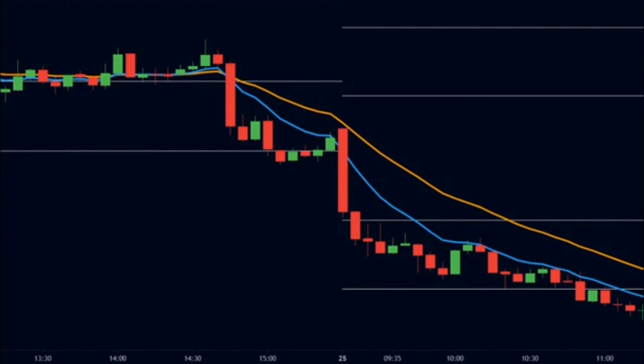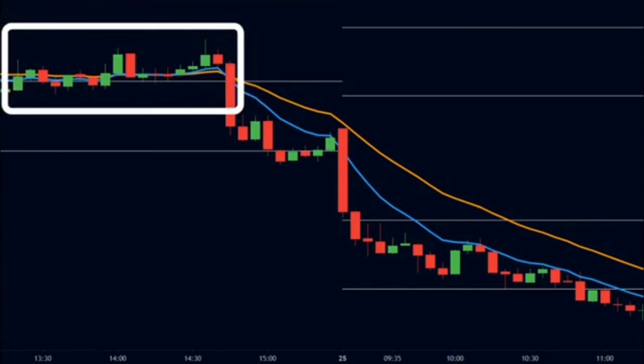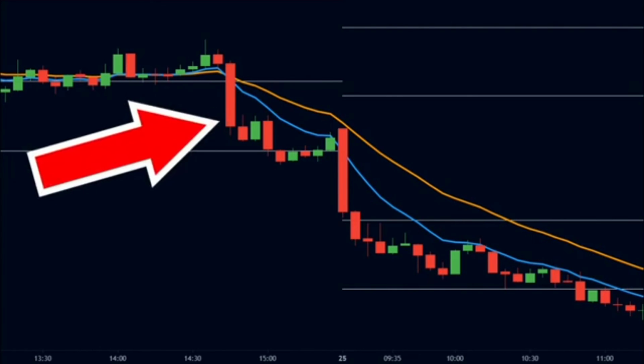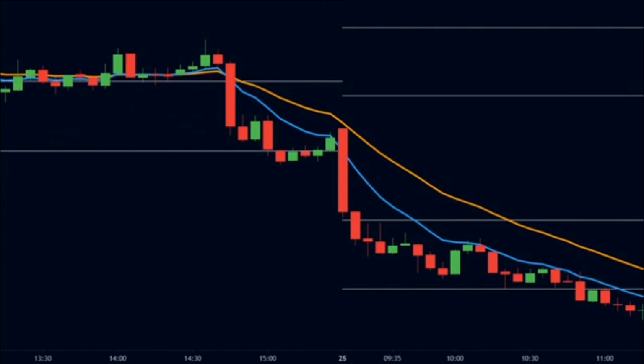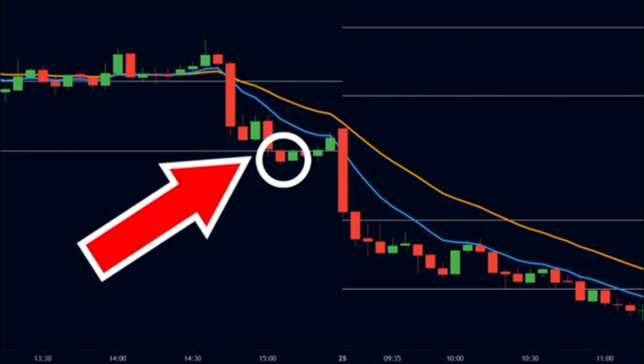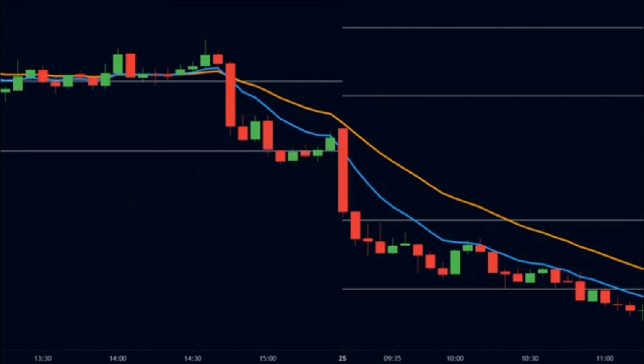Here we can see that the price was in a sideways trend on the previous day. But towards the end of the day the price started making lower lows. Due to this, we see that the moving averages slope downwards, and the 9-period EMA stays below the 21-period EMA. As you can see, here we had a selling opportunity, the moving averages indicate a downtrend, and the price broke this pivot point with this candle. This was a selling opportunity.